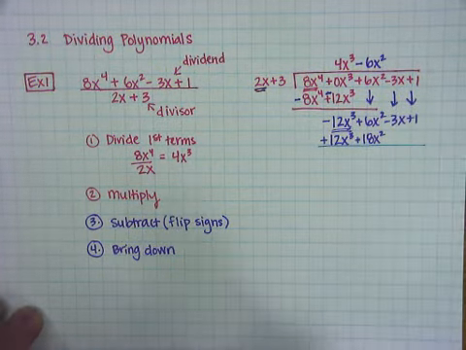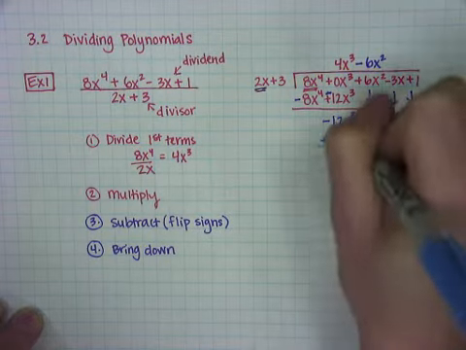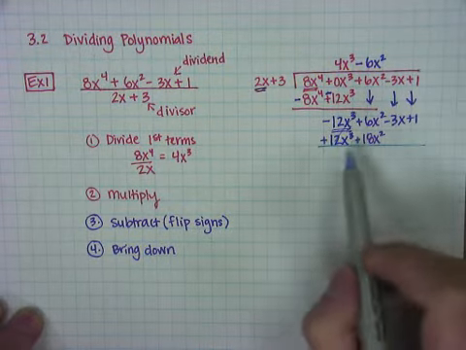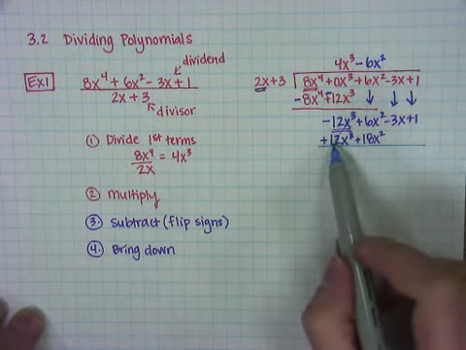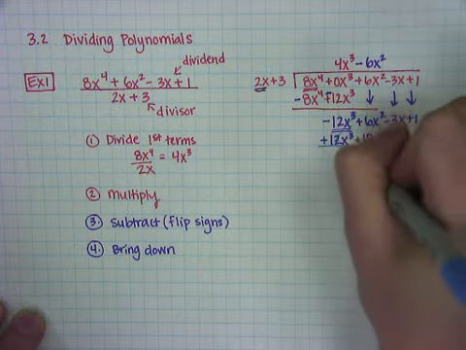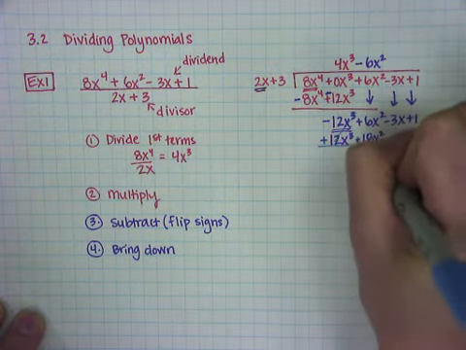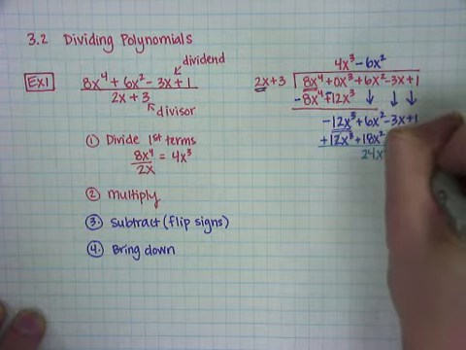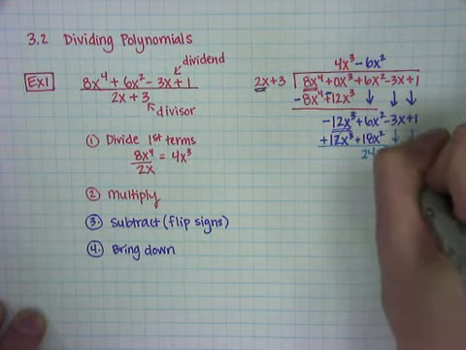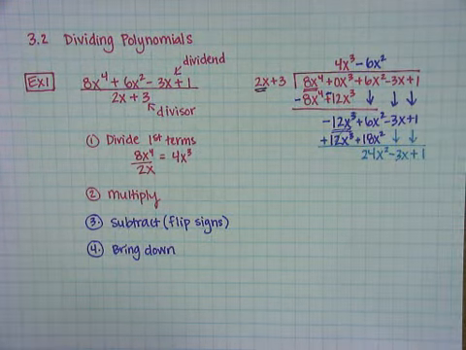Okay. And then once I do that, I'm going to bring down. These guys are going to cancel just like they always do. If you're doing it right, that first term should always cancel out. 6 plus 18 is a 24x squared. And then I bring down the others, so minus 3x and a plus 1. And then I repeat.